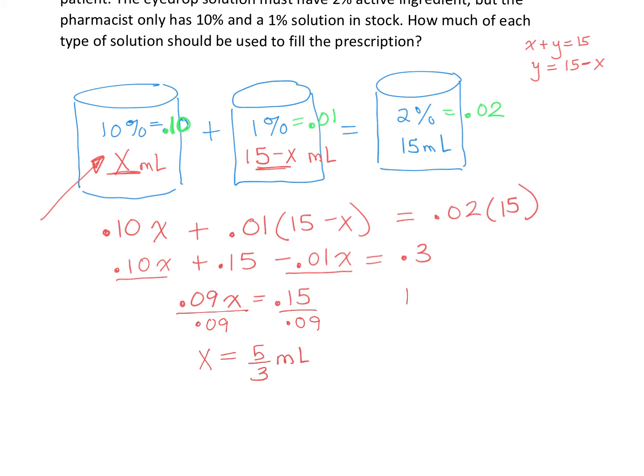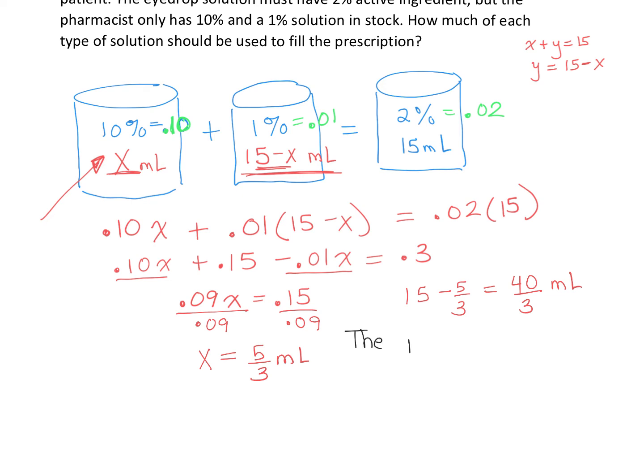If we find out what 15 minus 5/3 is, we're going to get 13 1/3, or 40/3 of a milliliters. That's going to be your second solution, your 1% solution. And then we're going to answer our question.